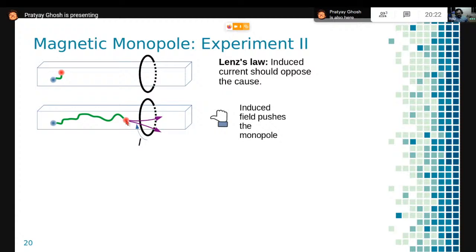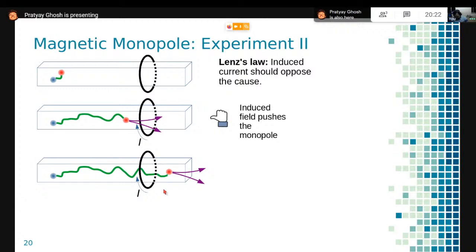But when it crosses the coil, now what happens? Now the field applied on the coil is decreasing, so it will not like that. So it will try to pull the monopole back from this direction, and now the field should be in such a direction that it pulls it back. And then we again use the right hand thumb rule, and that's why my current should still be in this direction.